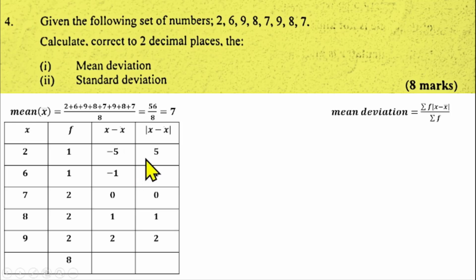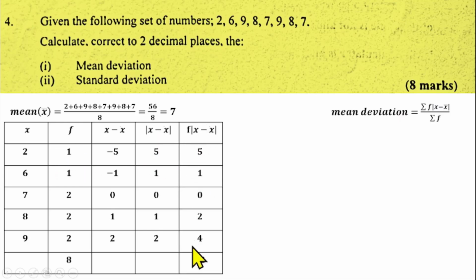That will give us the absolute value of minus 5, which is 5. The modulus of minus 1 is 1. Modulus of 0 is 0. Of 1 is 1. Of 2 is 2. So technically, absolute value is helping us to remove the negative part of the value. From there, the frequency will now multiply the absolute values of this deviation. So you have frequency multiplied by this, and that gives us the next column.